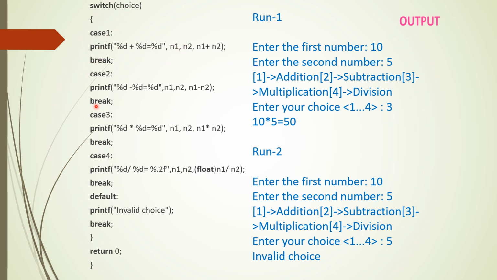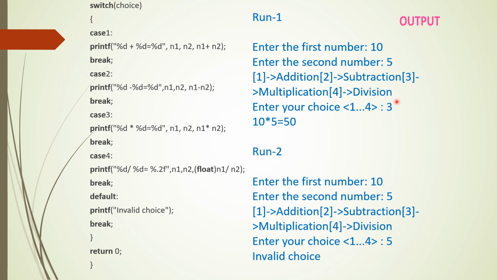This is nowhere relevant to the second case. The second case is this. The third case is multiplication. The fourth case is division. So I do it by float n1 by n2. If I give any other irrelevant choice other than 1 to 4, then obviously it moves to the default case, which is the invalid choice. I'll explain with an example. First I enter the first number, it is 10, and I get the second number, it is 5.